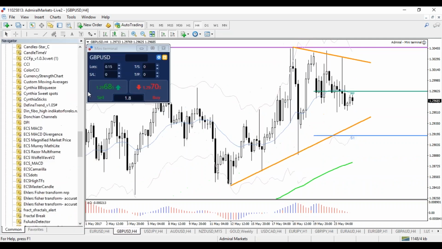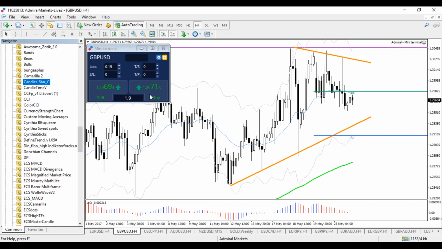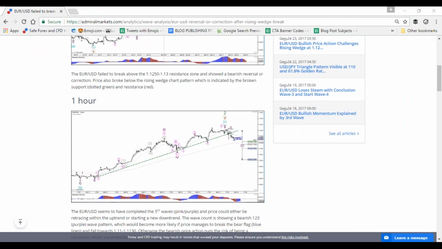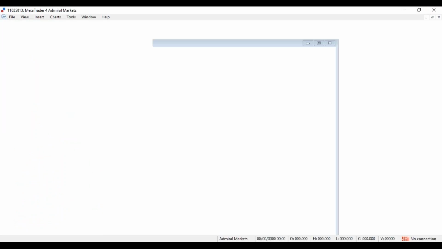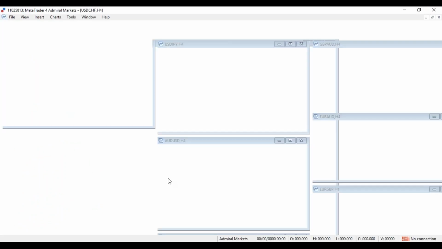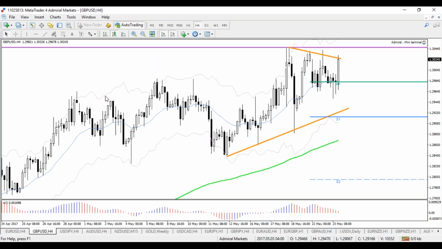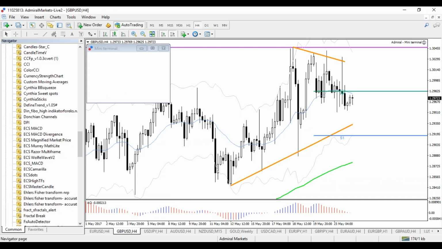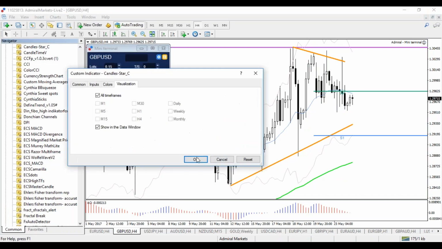So from a candlestick point of view... sorry, looks like it didn't work. One second, I'm restarting. Just a quick look at the candlestick patterns then. One second. There we go.